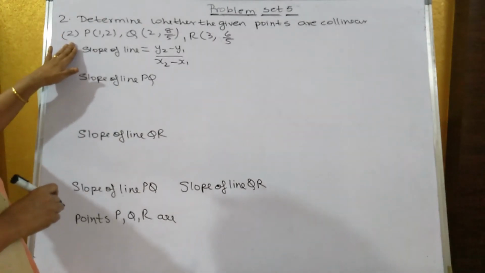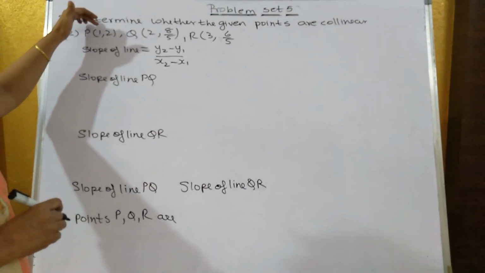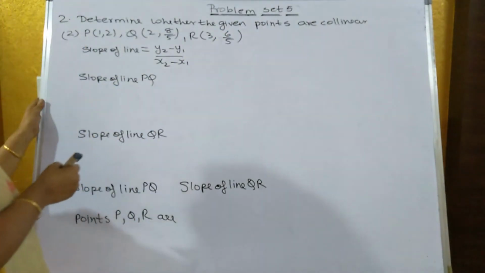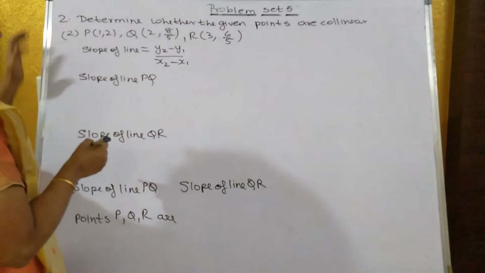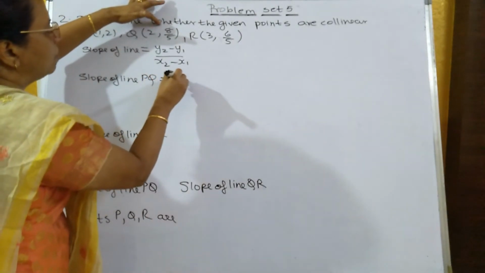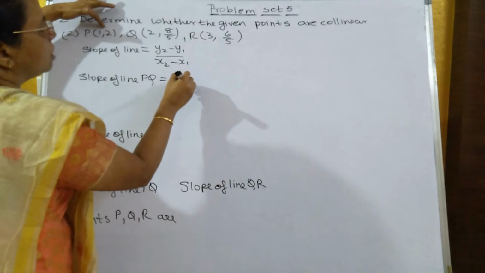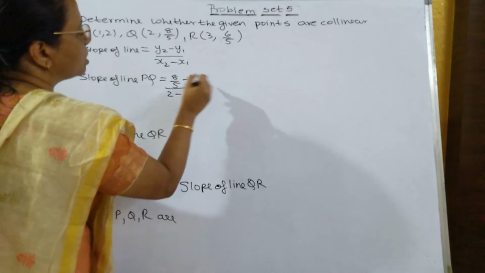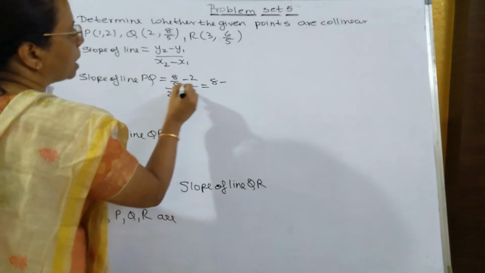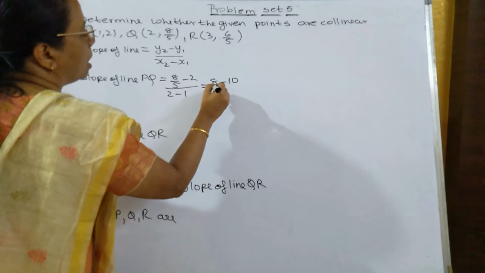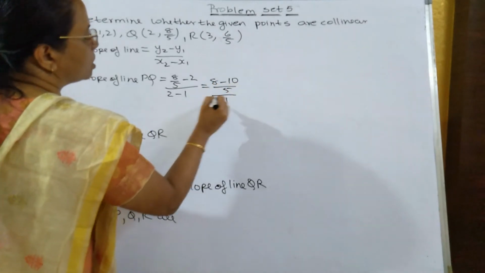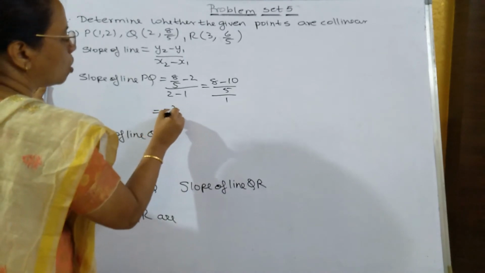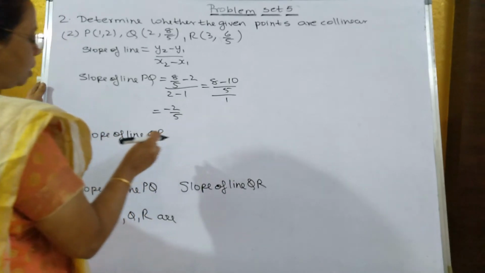Now sum number 2 of sum 2. P is given as 1, 2, Q is given as 2 and 8 upon 5, and R is given as 3 and 6 upon 5. We have to find the slope of the line PQ, that is 8 upon 5 minus 2 upon 2 minus 1. Equalize the denominator: 8 minus 5 twos is 10 upon 5. 2 minus 1 is 1. So 8 minus 10 is minus 2 upon 5. This is 1, so it will go away.